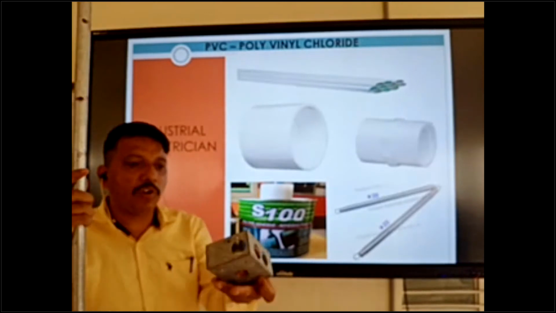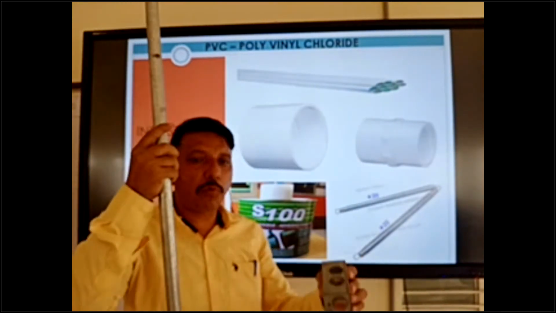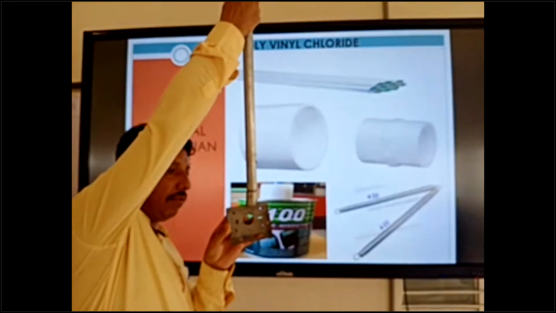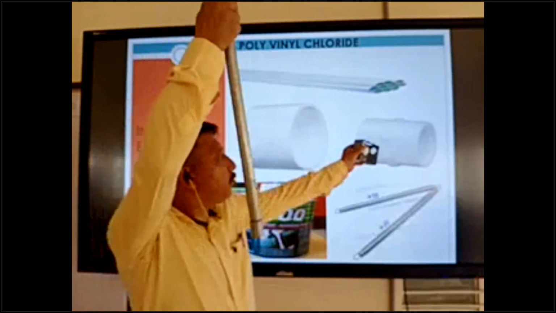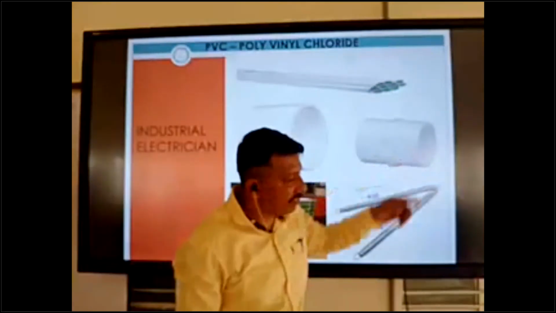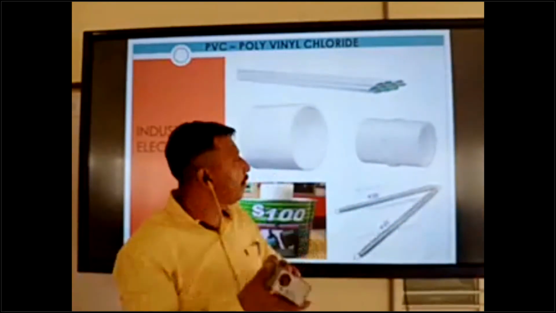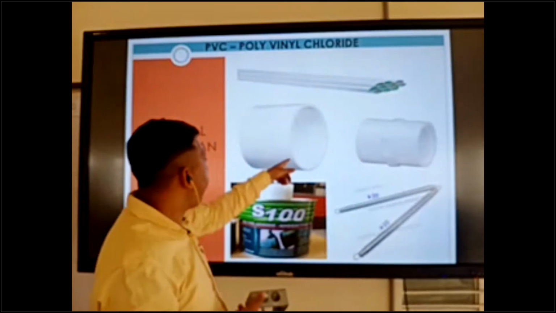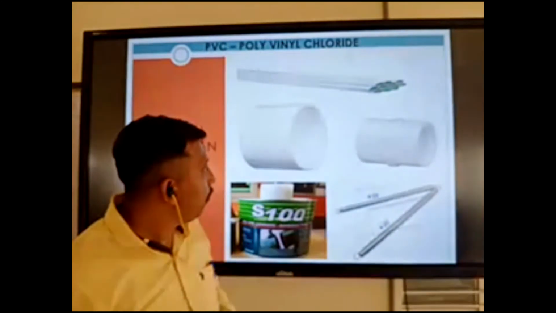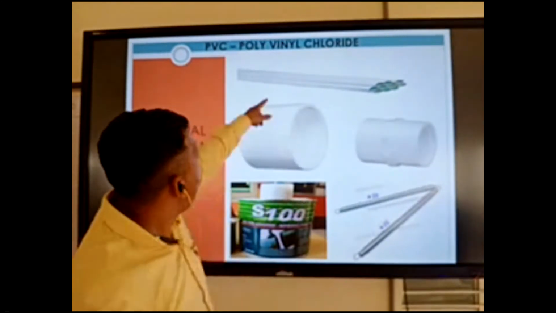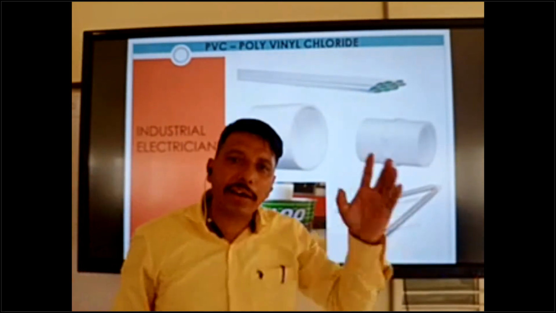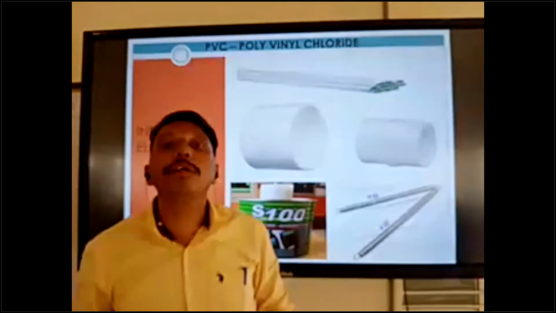Suppose this is your pipe, and the switch box is always coming in the wall. At that time we can use an adapter like that. The adapter has a thread system, so we can use it with a male bush and tighten. Coupler we can use only for joining two pipes. PVC pipe we can use inside the slab, inside the wall, concealed, not in the open.